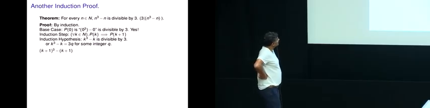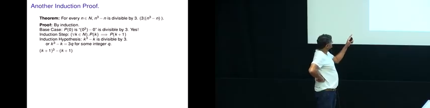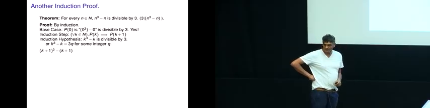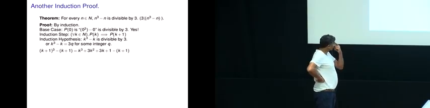Now I'm going to try to prove that k plus 1 cubed minus k plus 1 is divisible by 3. So I'll start with that expression, and I'll multiply out, and you get some various things.